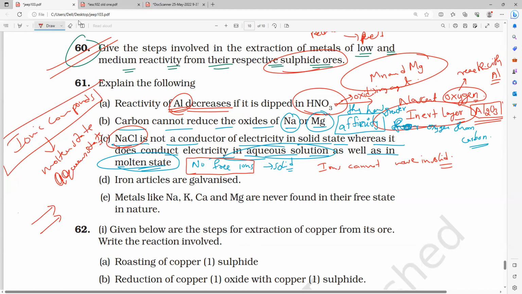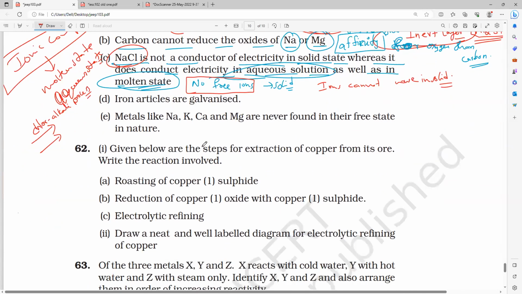Second chapter also will come. Aqueous NaCl is a reaction of something we used to call the chlor-alkali process, for production of caustic soda. Which one? Aqueous NaCl. So why is solid not conducting electricity? Because ions cannot move freely when it is in solid state. That is what you have to remember.